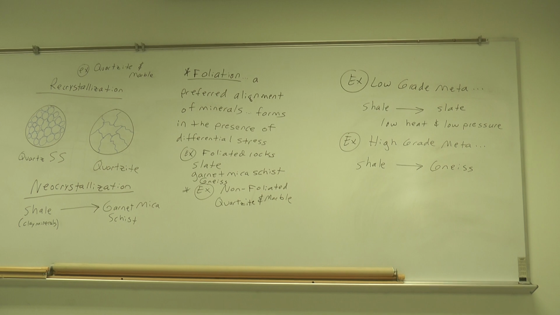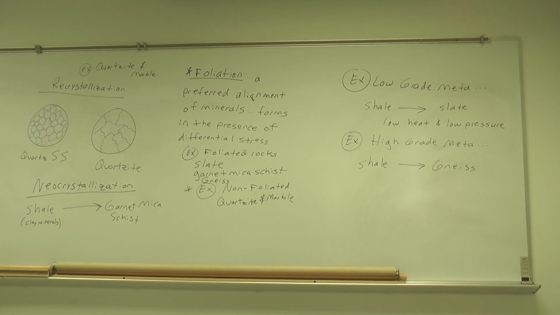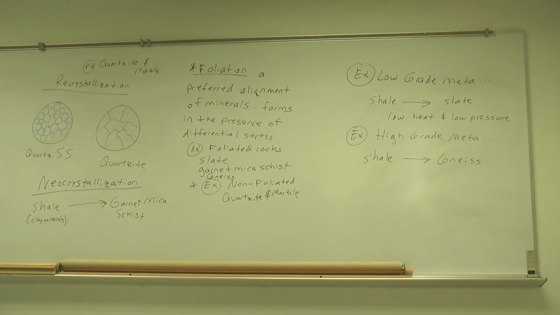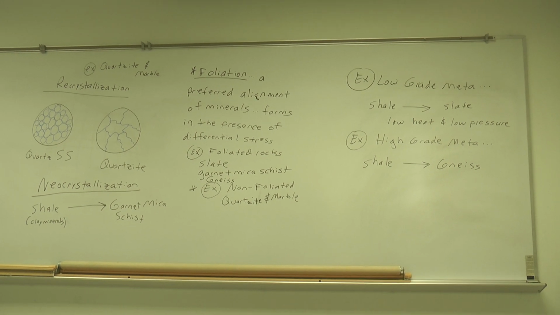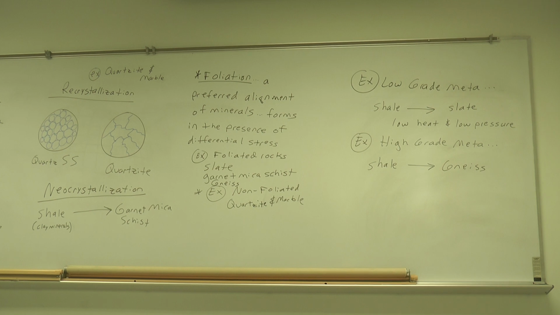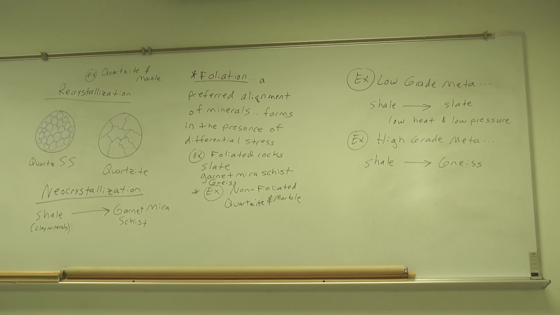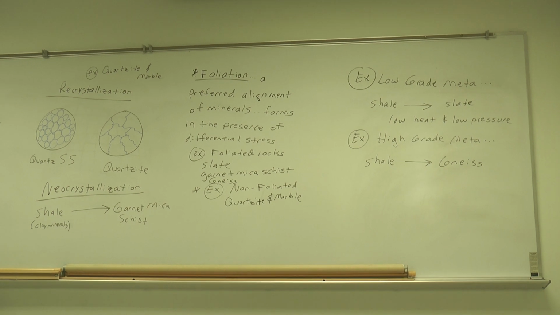It's basically a bunch of parallel micas that you can easily see in the hand sample, and you may or may not have garnets there. And then there's gneiss again with the silent G, also referred to as banded gneiss. That is an example of a foliated metamorphic rock, of course. And then examples of non-foliated metamorphic rocks would be quartzite and marble.